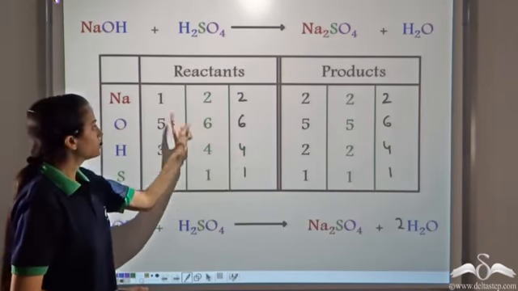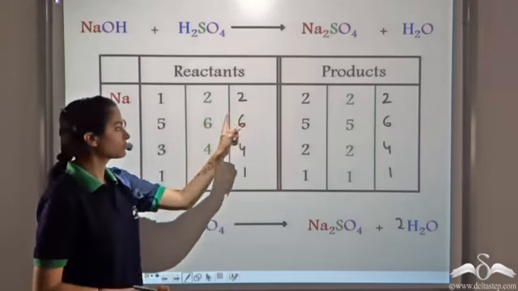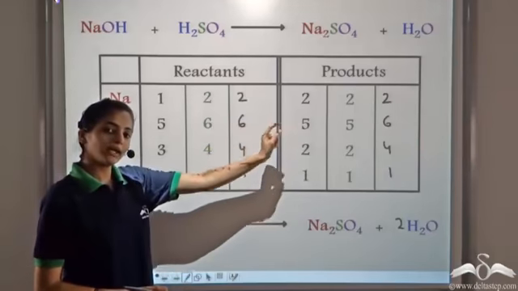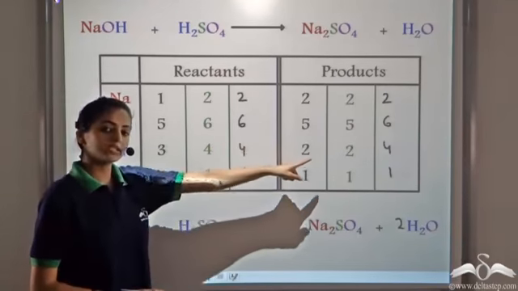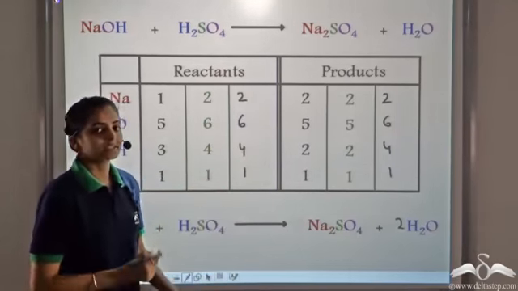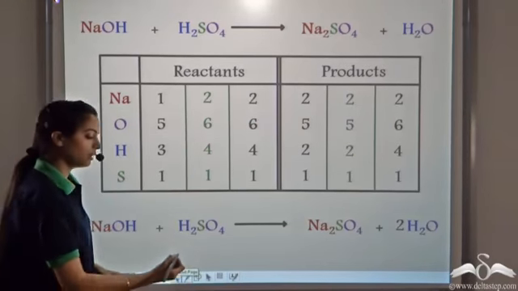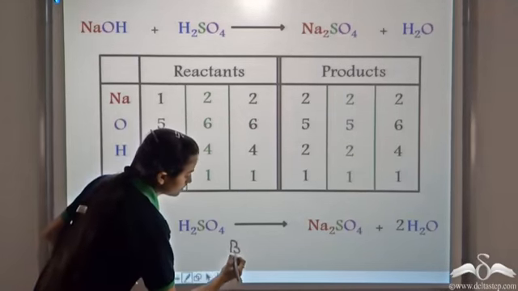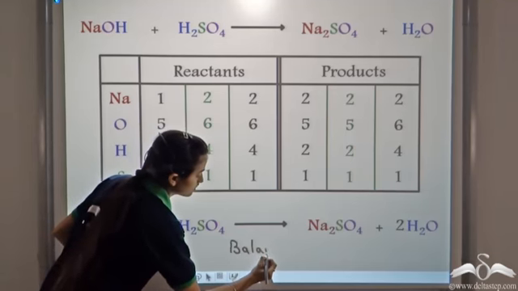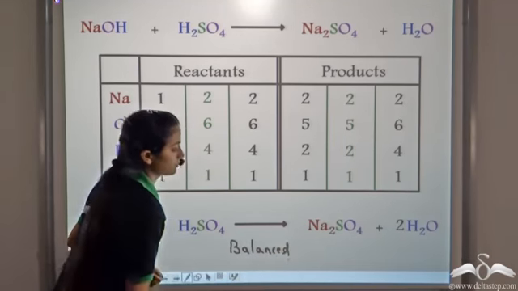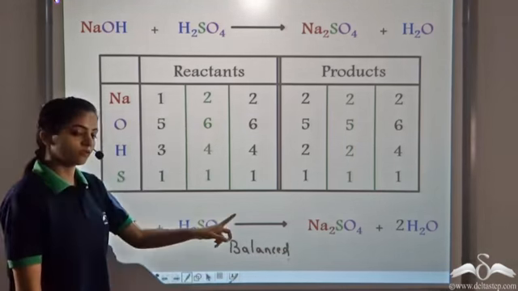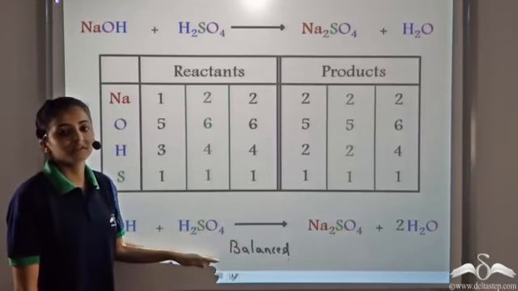So now our sodium atoms are balanced, our oxygen atoms are balanced, our hydrogen atoms are balanced, and sulfur is balanced. This means that this equation is now a balanced equation. So when we use these coefficients, we have balanced our given chemical equation.